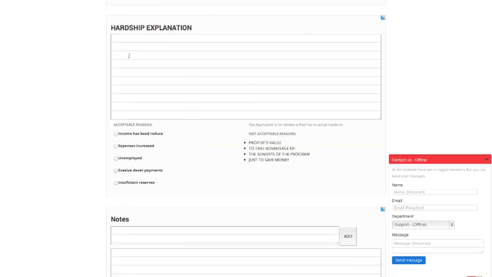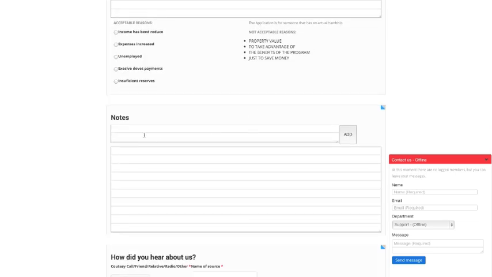Hardship explanation, all you gotta do is explain your situation. Why do you need this assistance? You gotta enter approximately 50 to 60 words on your explanation, so just make sure you do that. And just click on any of these options right here, which is gonna be the situation that you're in. Just check which one applies to you and click on it.